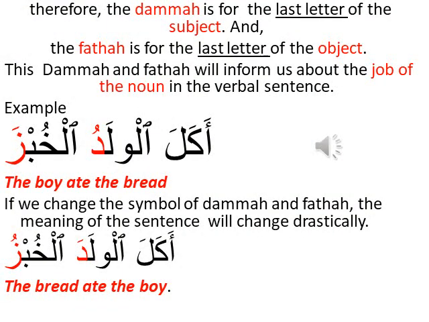Therefore, the dhamma is for the last letter of the subject, and the fatha is for the last letter of the object. This dhamma and fatha will inform us about the job of the noun in the verbal sentence. Example, akala al-waladu al-khubza. The boy ate the bread. If we changed the symbol of dhamma and fatha, meaning if we swap them, the meaning of the sentence would change drastically. Akala al-walad al-khubzu. The bread ate the boy, which would make no sense.